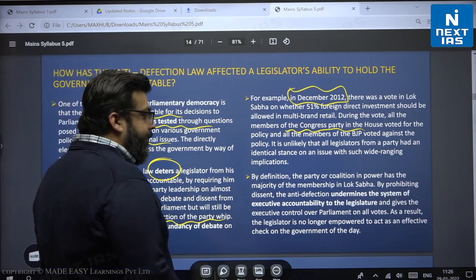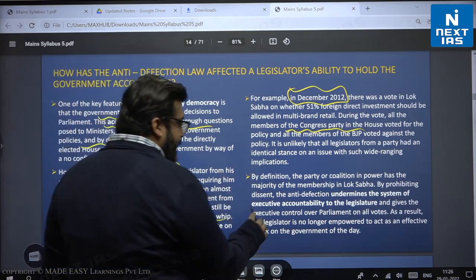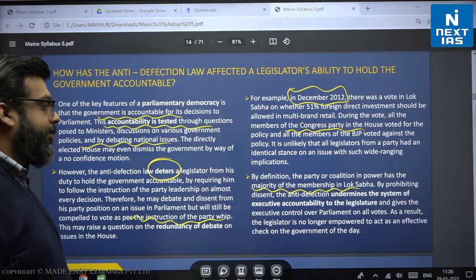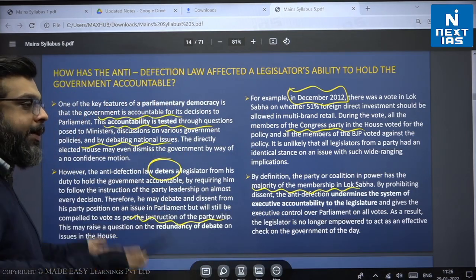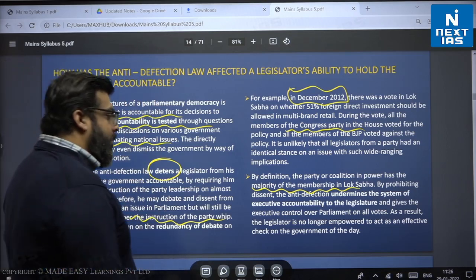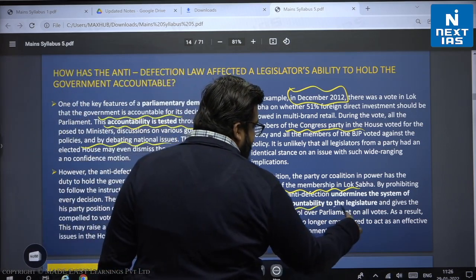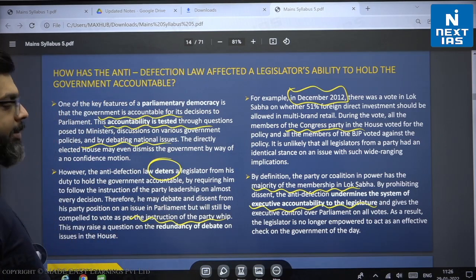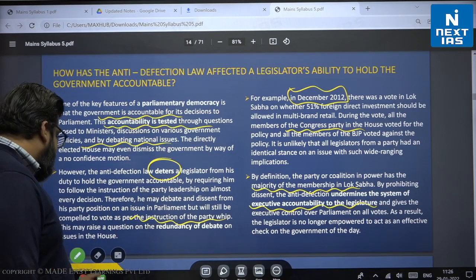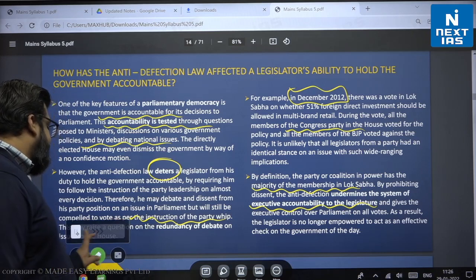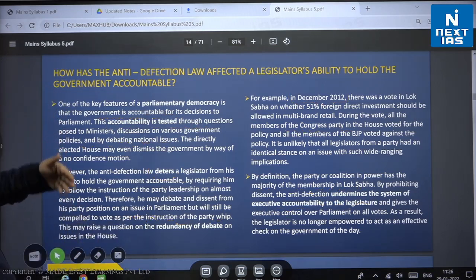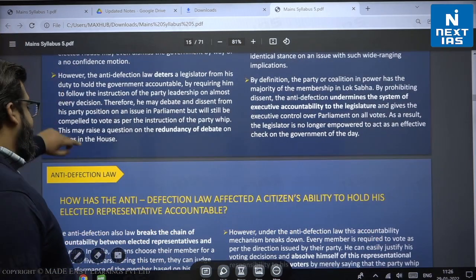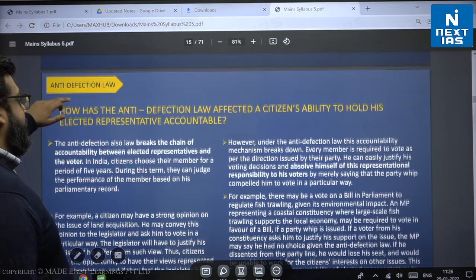And that is the problem. See, by definition, the party or coalition has the majority of the membership. जब उसके ऊपर से आप डिसेंट भी कॉम्प्रोमाइज कर देते हो, then you compromise executive accountability to the legislature. And as a result, the legislature becomes what is called a very ineffective way to really keep accountability of the parliament. Now comes the next question.